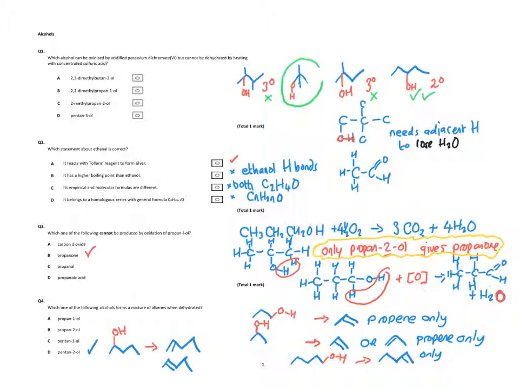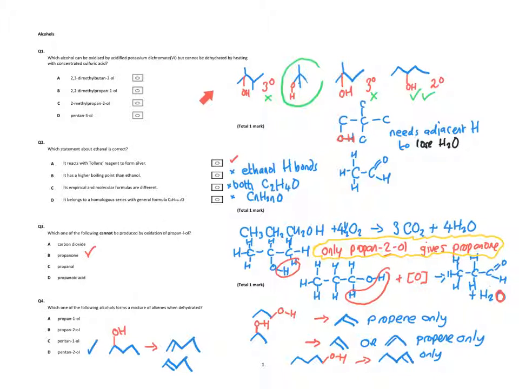First, let's look at question 1. With question 1, the best thing to do is to draw the alcohols, but in skeletal formula. And the question is, which alcohol can be oxidized by acidified potassium dichromate? Now, immediately we know we can eliminate tertiary alcohols because they cannot be oxidized.